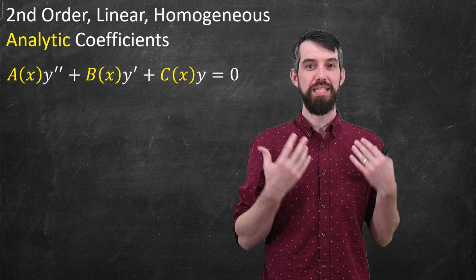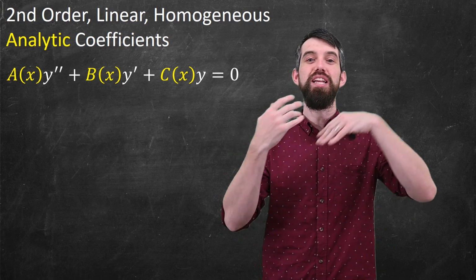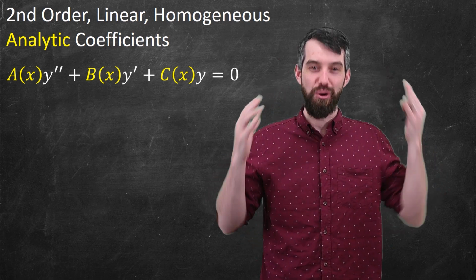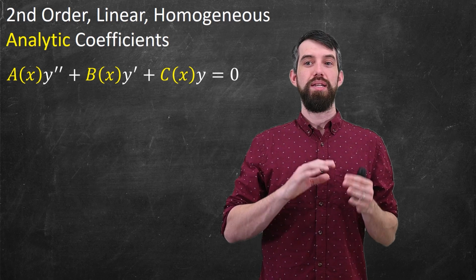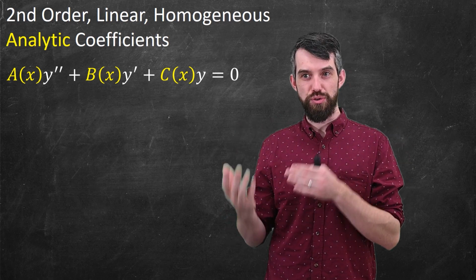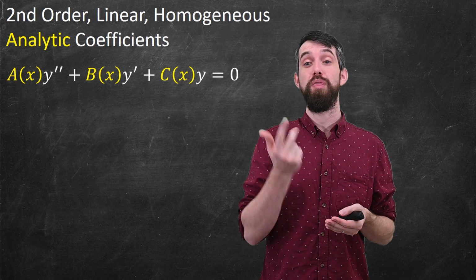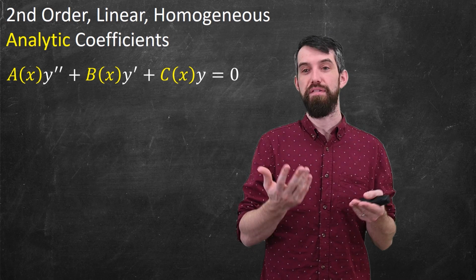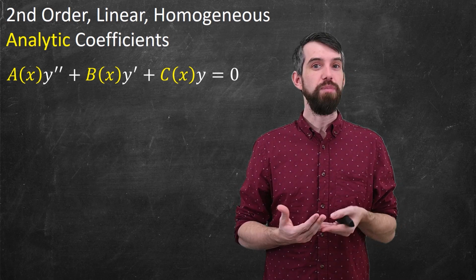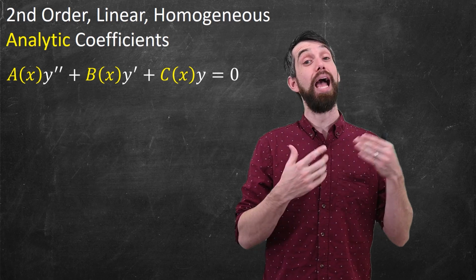Now, I'm going to specifically focus on second-order linear homogeneous equations with analytic coefficients, which is a mouthful. What do I mean by this? Well, second order means we've got two derivatives here. It is a linear equation in terms of the y prime and the y double prime. There's no y double prime squared or square rooted or sine of that, for example. Homogeneous because it's equal to 0 on the right side, but the new word for us, perhaps, is analytic.